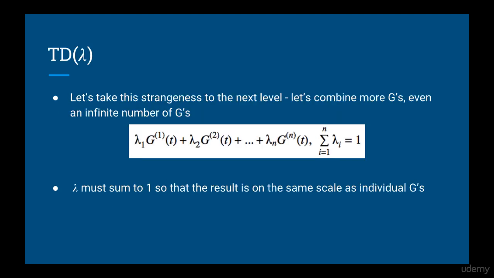Now, to take that strangeness to the next level, consider that we can sum up any number of g's, even an infinite amount of g's. The only requirement is that the weightings for each g have to sum to 1, since the final g must be on the same scale as the original g's.